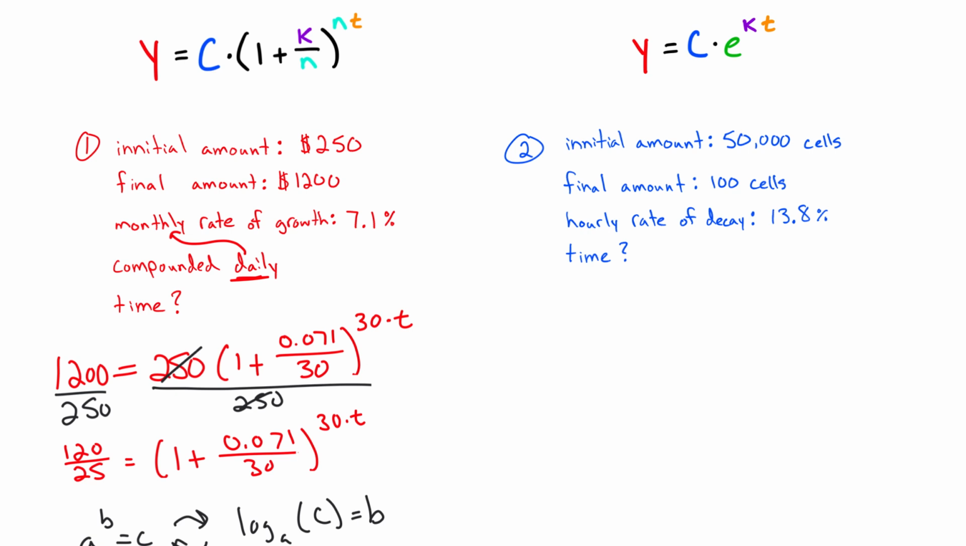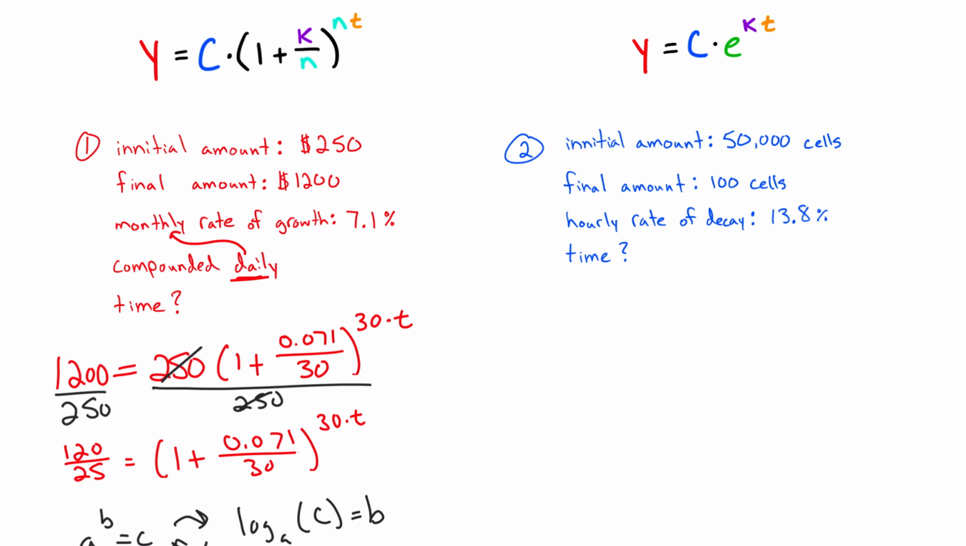Problem number 2, I have 50,000 cells. I want the final amount to be 100 cells, so I went from 50,000 to 100. That means I'm decaying, I'm going down. So I know this is going to be a decay value. The hourly rate of decay, notice it says decay, is 13.8%. I want to know how long I am going to leave it for it to go from 50,000 to 100 cells.